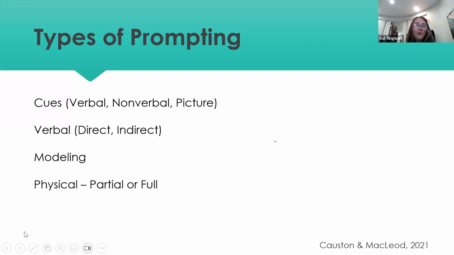You have verbal prompting, direct and indirect. Direct prompting is when you clearly state what the kid should do.